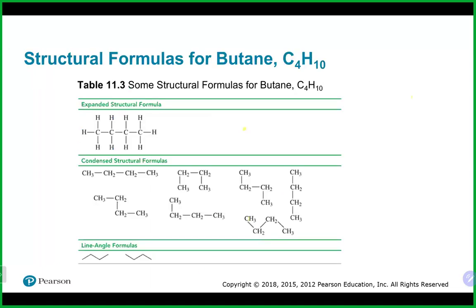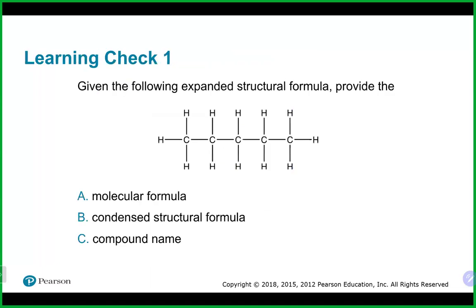All right, so we talked about that. All right, so the molecular formula here for this guy would be, molecular formula is just the formula, right? So we just want to count up the parts. So this is one carbon, right? Two carbons, three carbons, four carbons, five carbons. So it has five carbons.